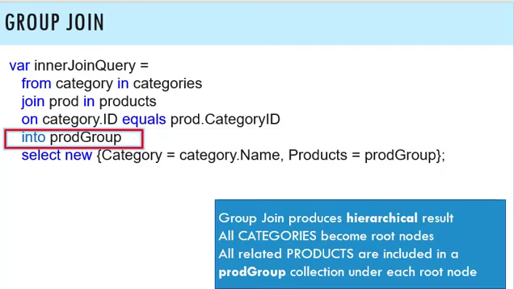Here after the on clause, the into keyword clause is written and then prod group is written. This is called a group join and it has no equivalent in SQL. It produces a hierarchical result. It picks all of the category objects and makes them root nodes. Then under each root node, it creates a collection named prod group and adds all the related products in it.